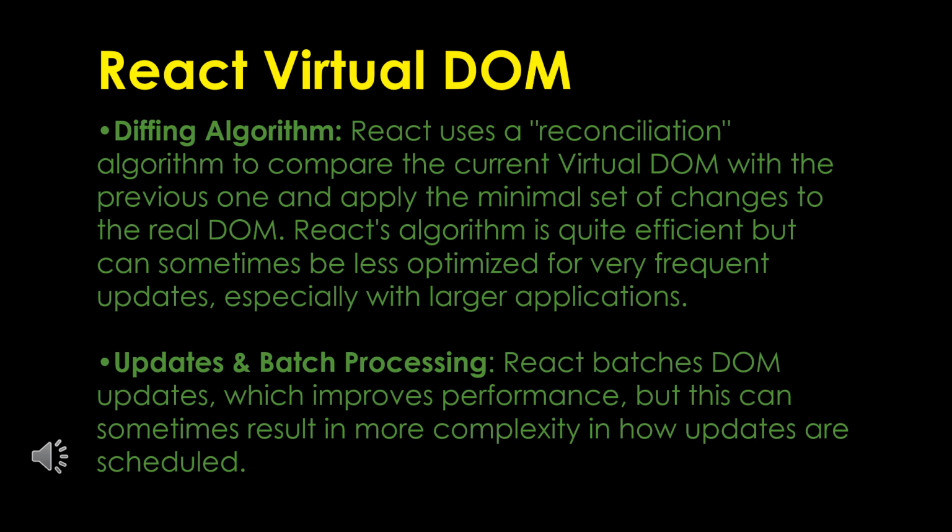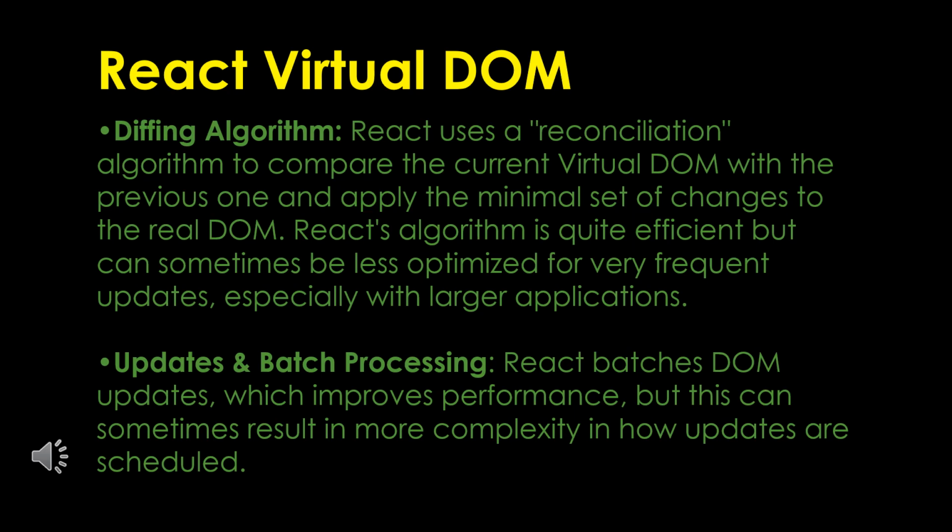There is a concept called the diffing algorithm, and the second one is updates and batch processing. The diffing algorithm uses a reconciliation algorithm to compare the current virtual DOM with the previous one and apply the minimal set of changes to the real DOM. React's algorithm is quite efficient but can sometimes be less optimized for very frequent updates. So whenever you go for frequent updates, it will be less optimized, especially with larger applications.